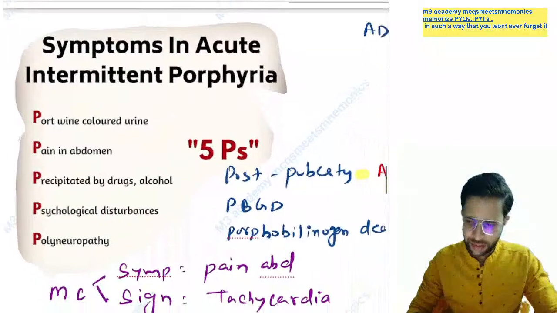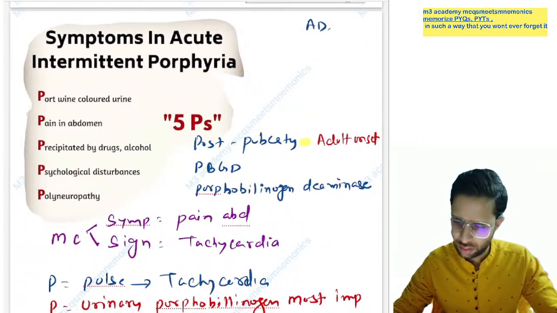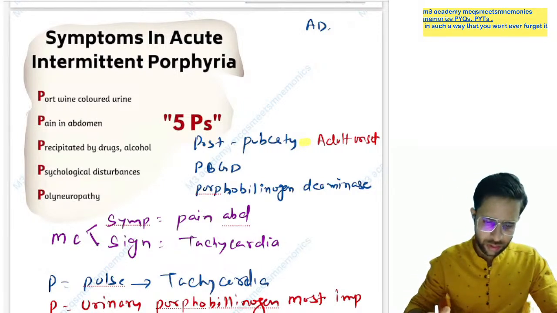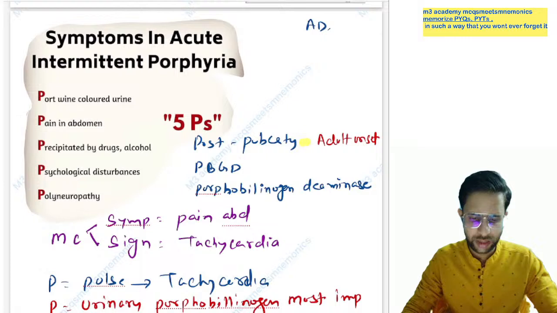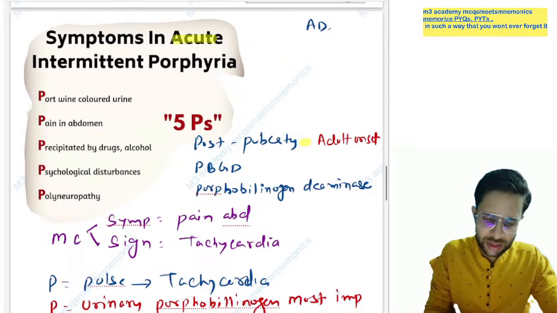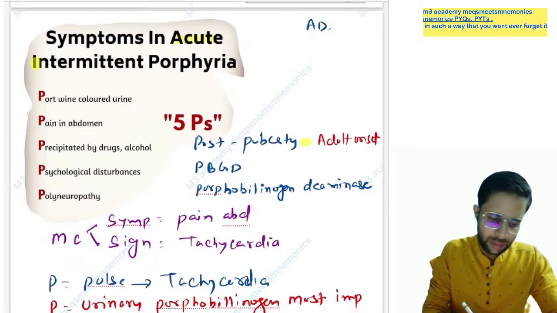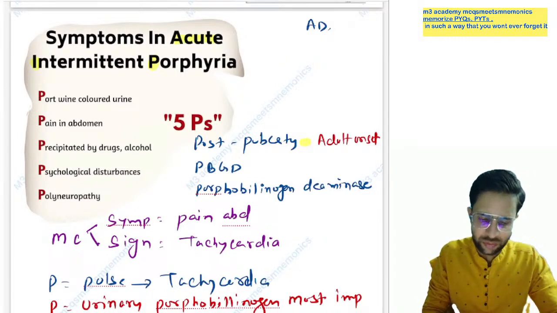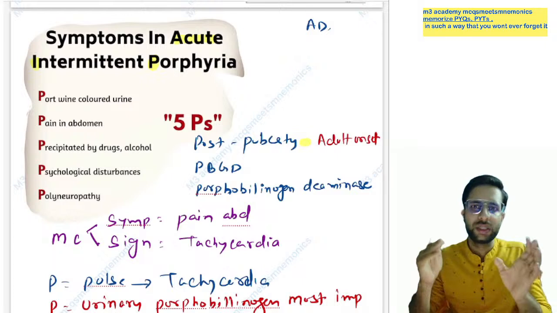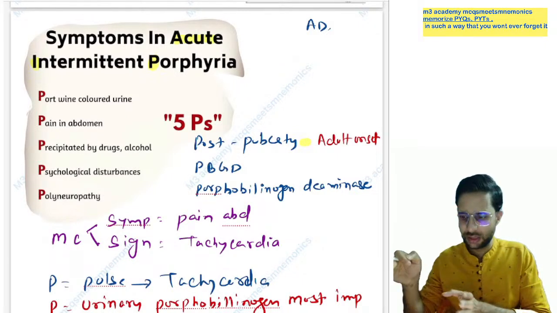Now the next porphyria is acute intermittent porphyria. As the name suggests, acute presentation, intermittent porphyria. I looks like a 1, the minus means absent, and P is for photosensitivity. So photosensitivity is absent, meaning the cutaneous feature is absent. Only neurovisceral symptoms are present.